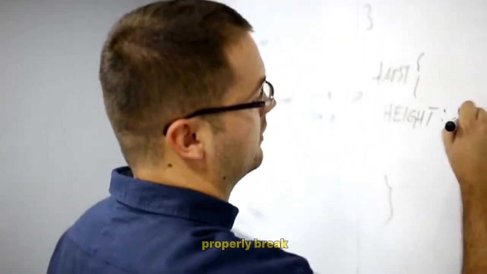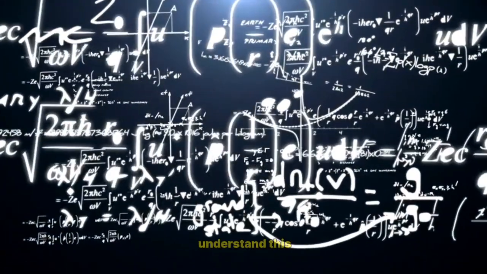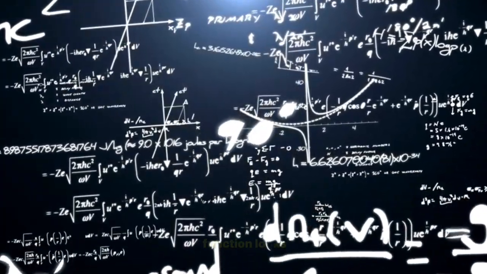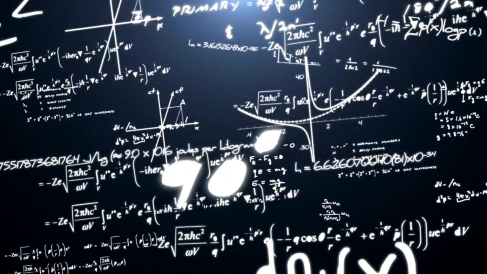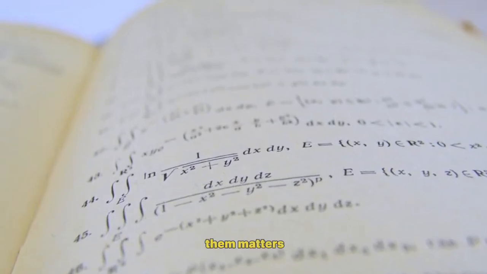Alright, let's properly break down quadratic functions for higher maths. If you understand this, a massive chunk of the course becomes easier. A quadratic function looks like this: y equals ax squared plus bx plus c. There are three parts, and every one of them matters.